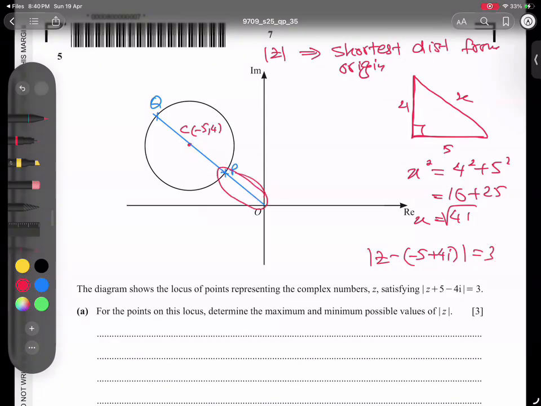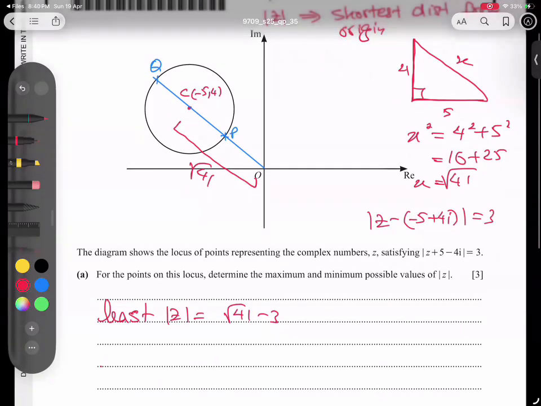So if someone asks me, I repeat, this is root 41. This is 3. How much is this? Root 41 minus 3. So I'm subtracting, you can see. So the least distance, the least modulus of z is root 41 minus 3. And if we ask for the largest, this is a 3 gap. Repeat again, this is a 3 gap. So root 41 plus 3. So I think the point is very clear, root 41 plus 3.